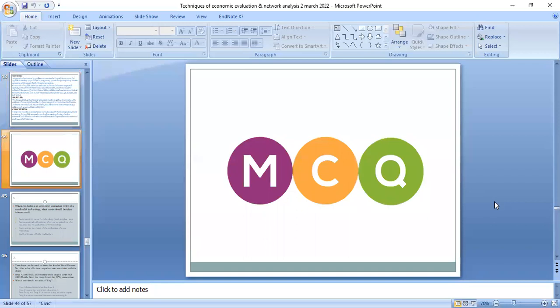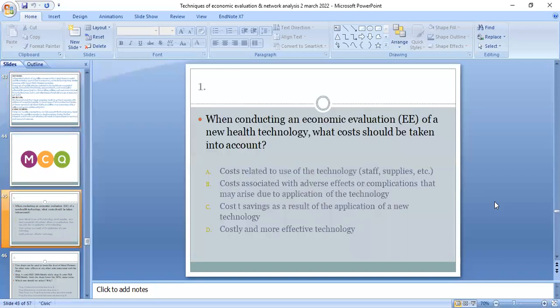So, coming towards the MCQ session. The first MCQ is: when conducting an economic evaluation of a new health technology, which costs should be taken into account? First option is costs related to the use of the technology, that is staff or supplies. Second option is costs associated with the adverse effects or complications that may arise due to application of the technology. C option is cost savings as a result of application of the new technology, or D option is the most costly and most effective technology. Which is the correct option?